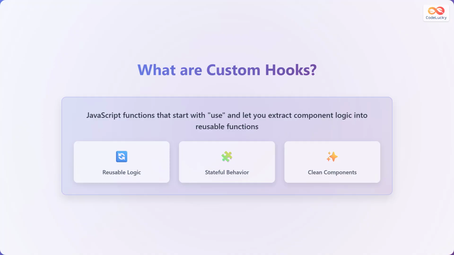Custom hooks are JavaScript functions that start with use and let you extract component logic into reusable functions. This enables reusable logic, stateful behavior, and clean components.